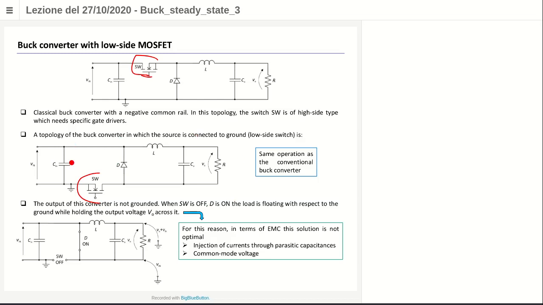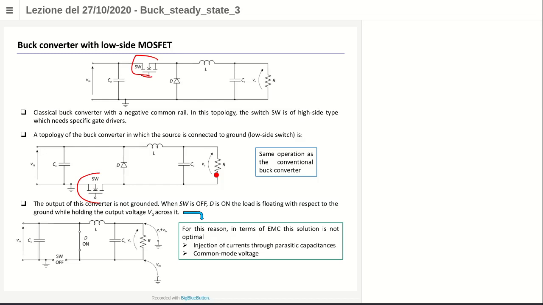This topology here, in which we just remove the MOSFET from the positive common rail to the negative common rail, works exactly as intended. There is no variation of the duration with respect to what I described in the previous slides, so they work exactly in the same way. The problem is that if you have the load here and you need to have the load connected to ground, in this configuration it's not possible to have the load connected to ground.